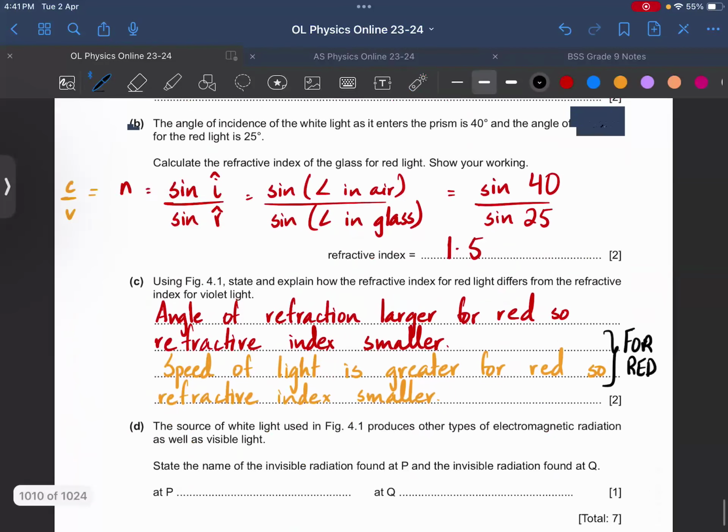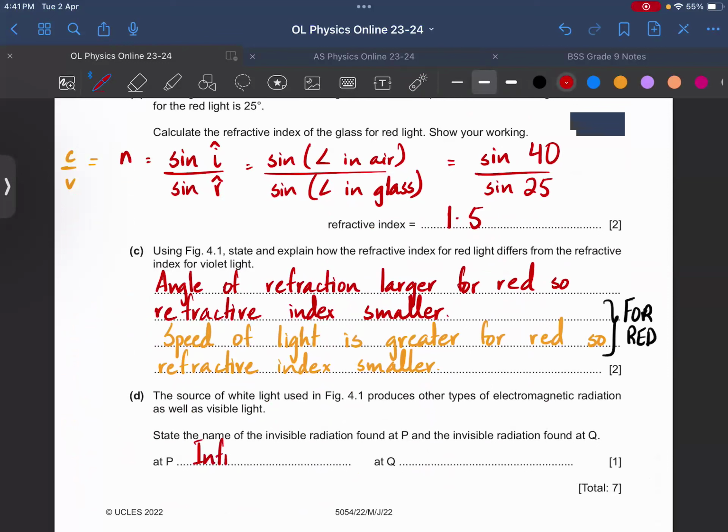So P is infrared and this is ultraviolet. So ये violet से ज्यादा जो high frequency होता है, that's ultraviolet.